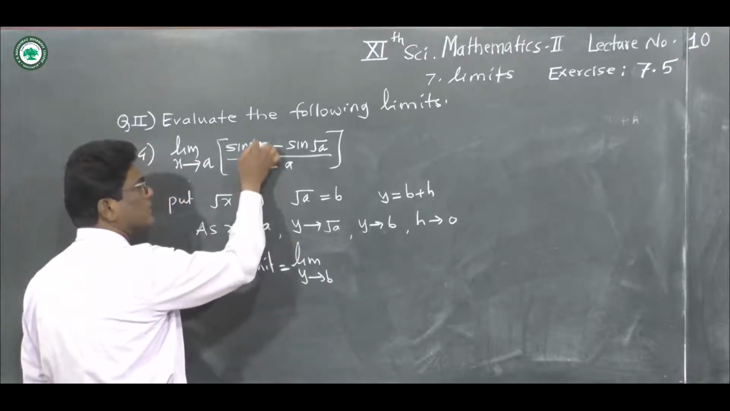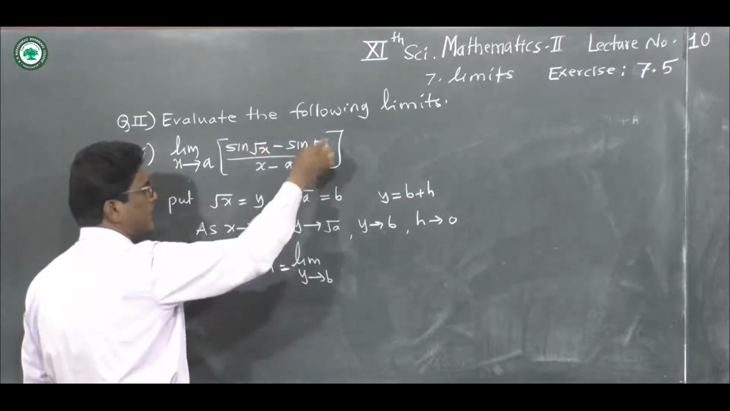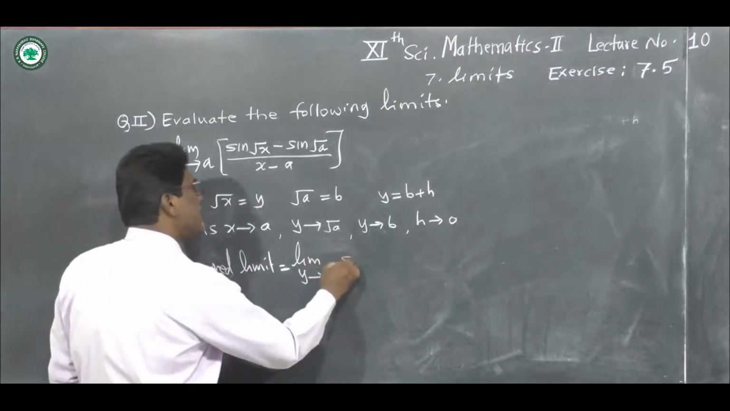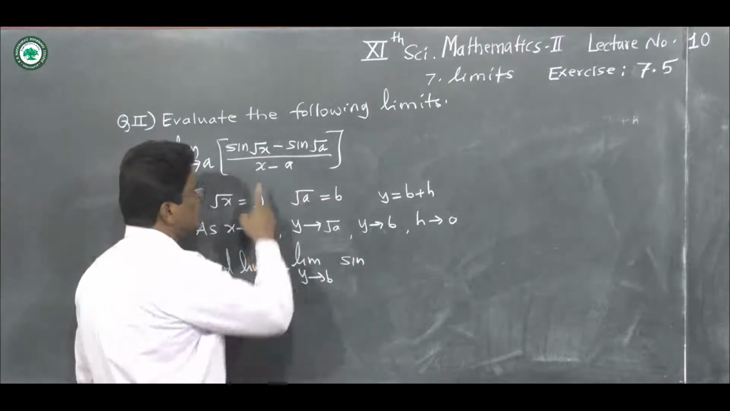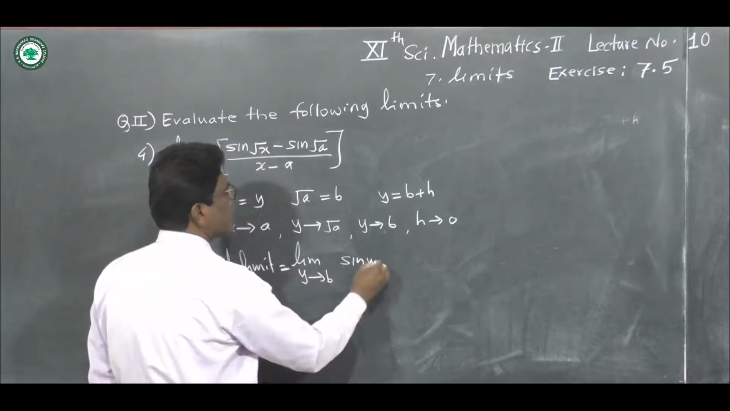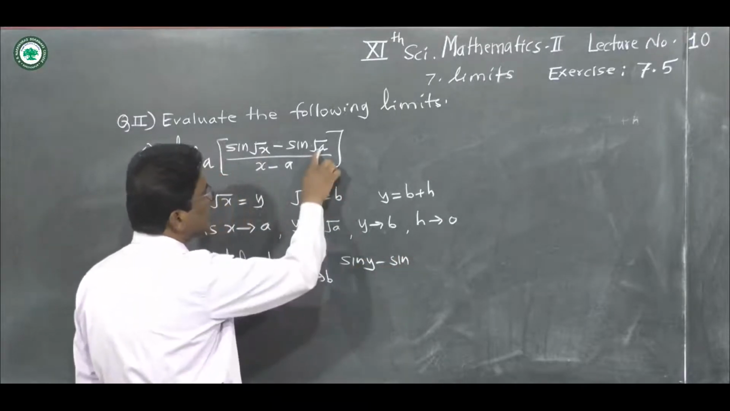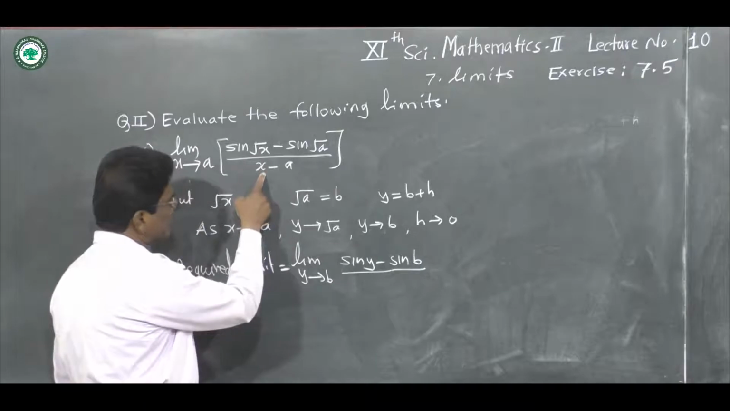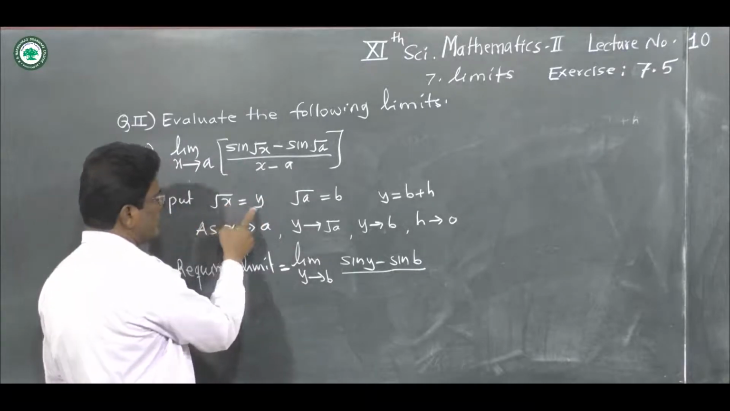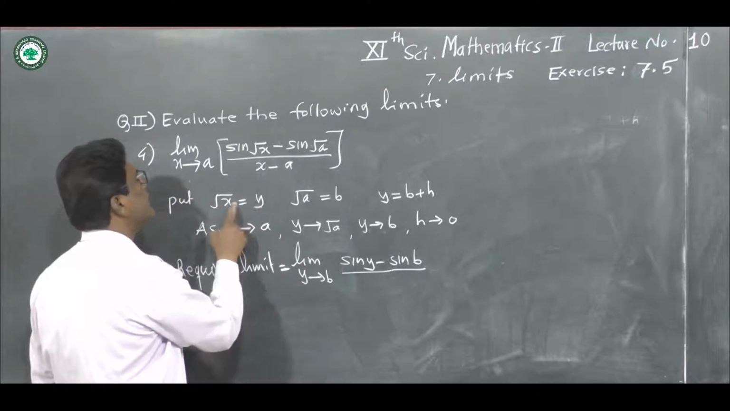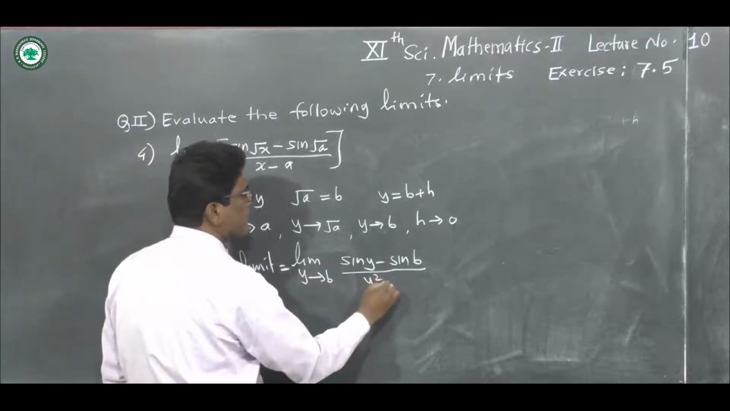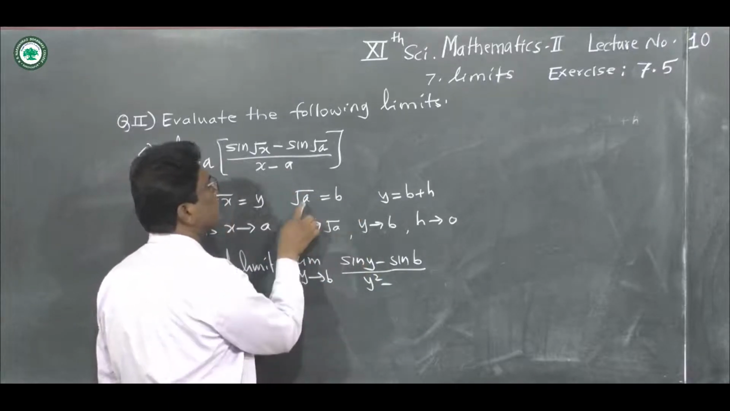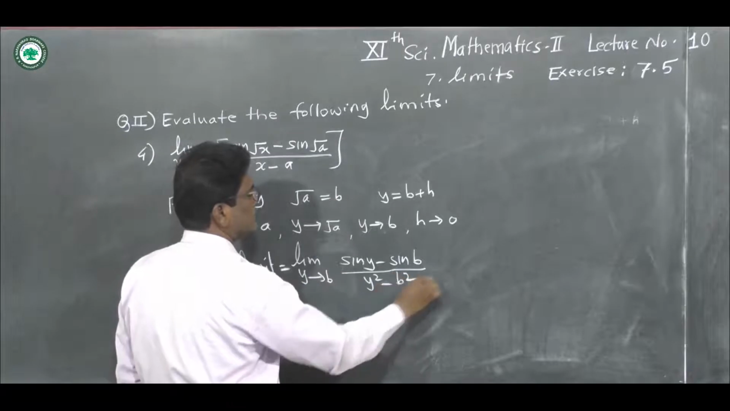Okay, because we have to write here root x as y and root a as b, so take limit as y tends to b. So sin of root x as y, sin y, minus sin of root a as b, and divided by x minus a. Here if we square this, root x is equal to y, we get x is equal to y square, so y square minus a, we get a as b square, squaring this on both sides we get a as b square, in this way.